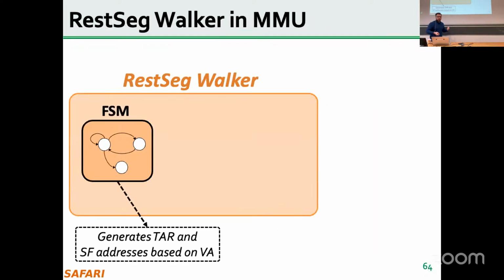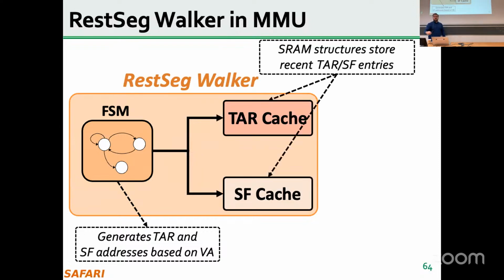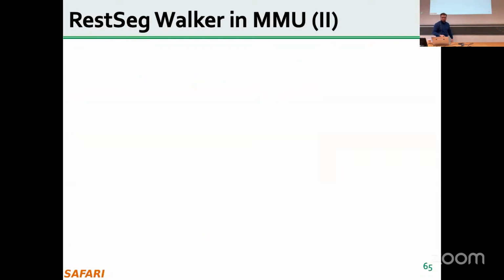This is the restrictive segment walk. There is an FSM, imagine a Verilog-style, RTL-level FSM, that generates the tag and the set filter addresses based on the virtual address. Then we probe two caches at the same time, the tag cache and the set filter cache. These are two SRAM structures that store the recent tag and set filter entries. And if we miss in these, we need to retrieve the tag array or the set filter from the cache hierarchy and the main memory.